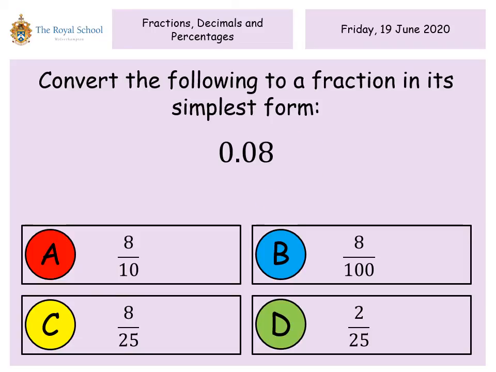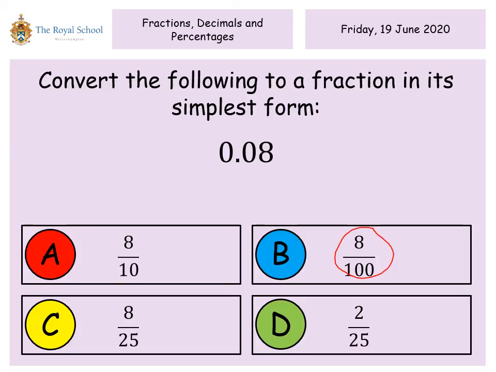So, convert the following to a fraction in its simplest form, 0.08. And pause the video if you're ready for the answer. So here again, we could do this in 2 steps if we were going to follow our original route clockwise. So we'd turn our decimal into a percentage first, so we'd times it by 100, that gives us 8%. And then we'd write that fraction with our percentage at the top of it over 100, so that would be 8 over 100, which gives B. But of course that's not our simplest form here, so this won't be our final answer.